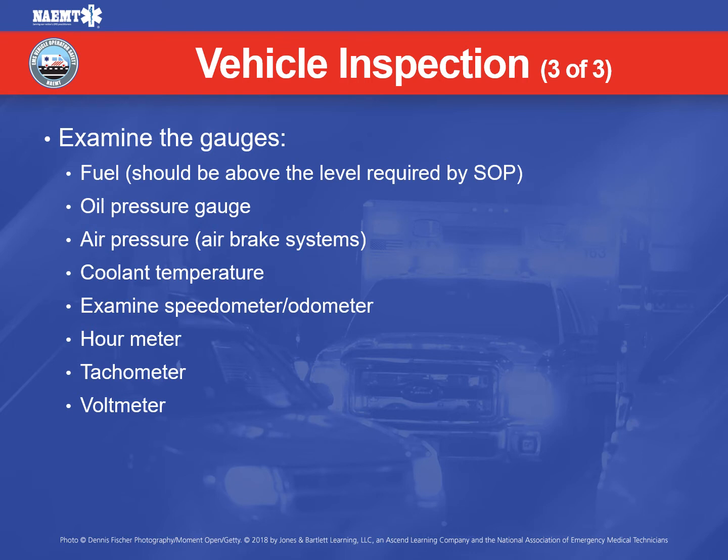Next, take a look at the gauges on the dash. You need to examine the following gauges. Look at the fuel. It should be full, or it should be filled in accordance with the standard operating procedures of your EMS agency. Look at the oil pressure gauge. Check the air pressure gauge if you have a unit that has air brakes. Look at the coolant temperature. Examine the speedometer and the odometer. Look at the hour meter. Look at the tachometer, and look at the voltmeter.